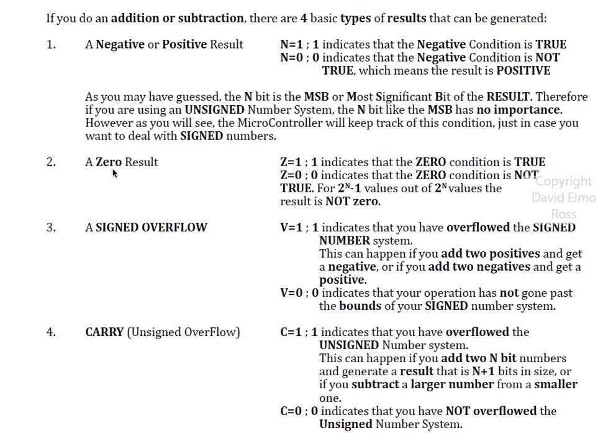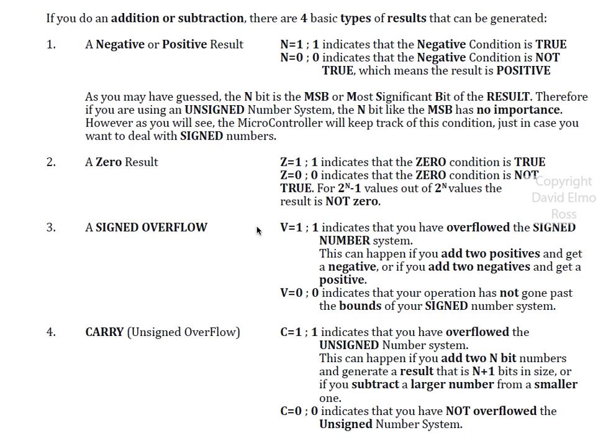We also have a 0 result, or Z bit, and the Z bit is for just 0. 1 says yes, the answer is 0, it's true, and for all other numbers, not 0. The reason for this is when you use counters and so on, it's only important when you hit 0, not for any of the other numbers. For all the other numbers that aren't 0, Z is 0. Only for 0 is Z a 1.